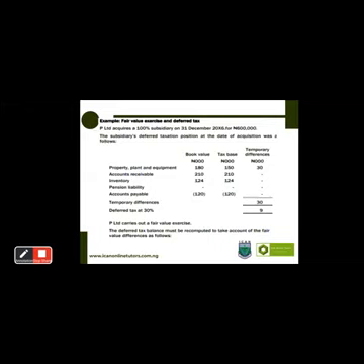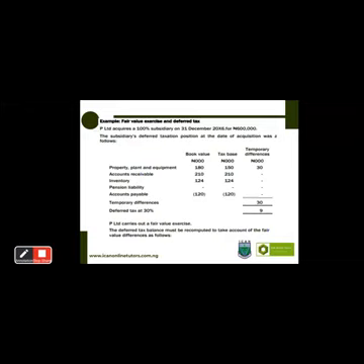So we have an example here. P Limited acquires 100% subsidiary on 31st December 2006 for 600,000 naira. The subsidiary's deferred taxation position at the date of acquisition was as follows. All figures.